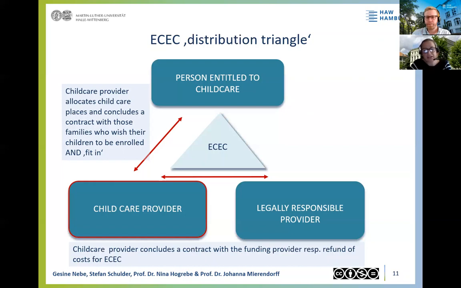After having shed some light on what our project coins as the ECEC distribution triangle and highlighting the three actors in it, we hope to have given some insight into the complexity of childcare allocation and distribution. We need to bear this in mind when looking at the outcomes of this process, especially when it results in segregated childcare center clienteles.